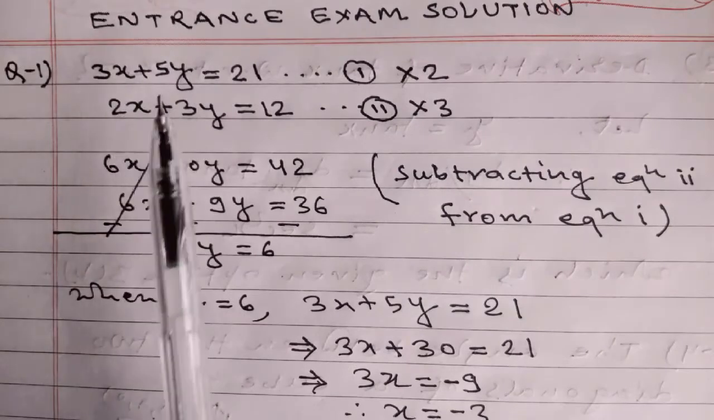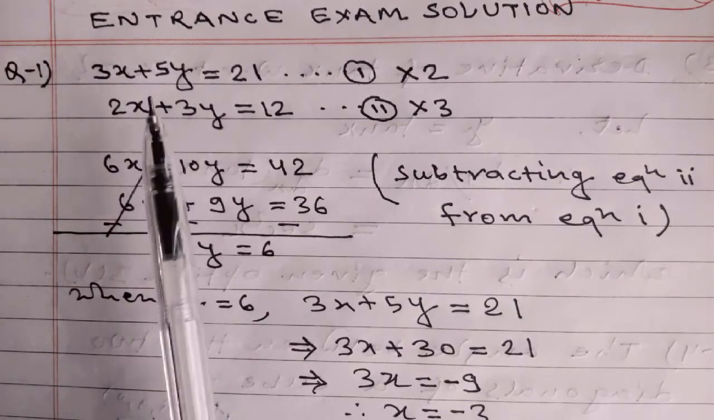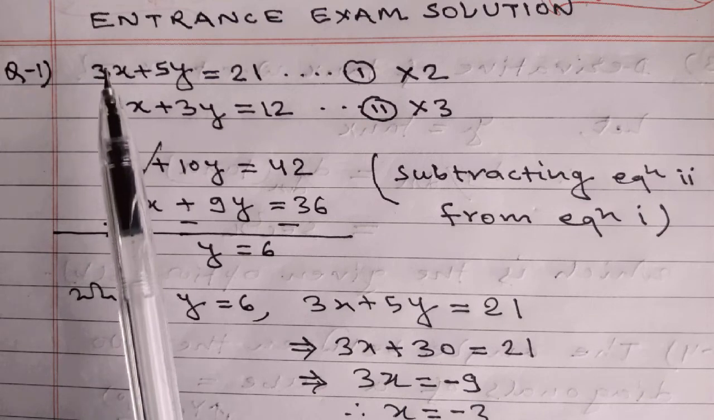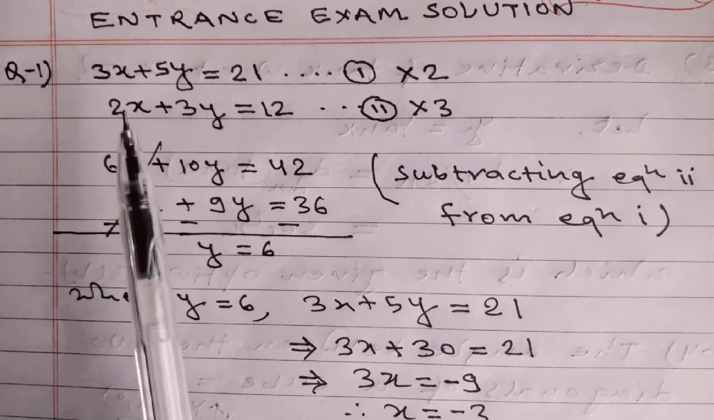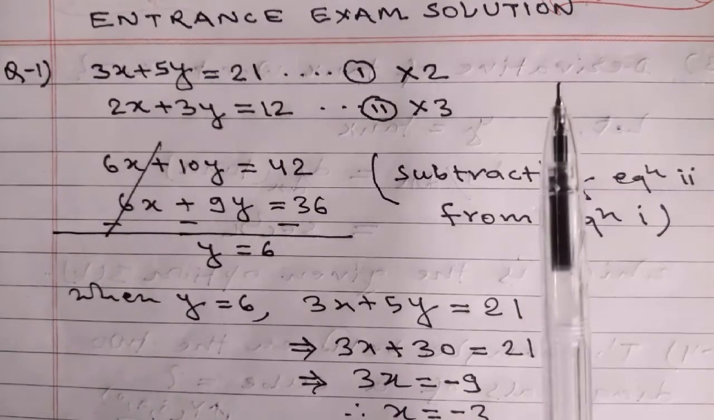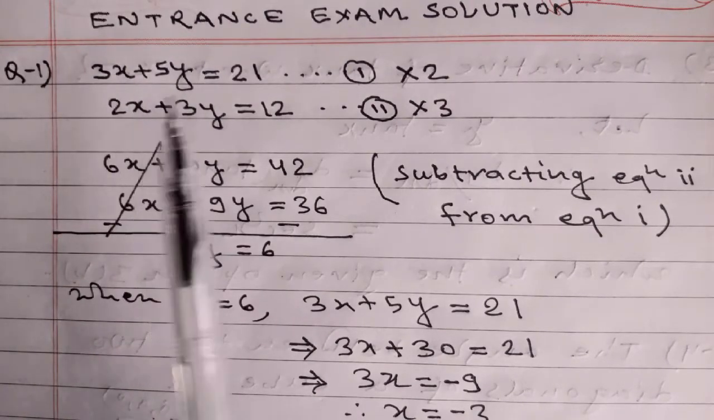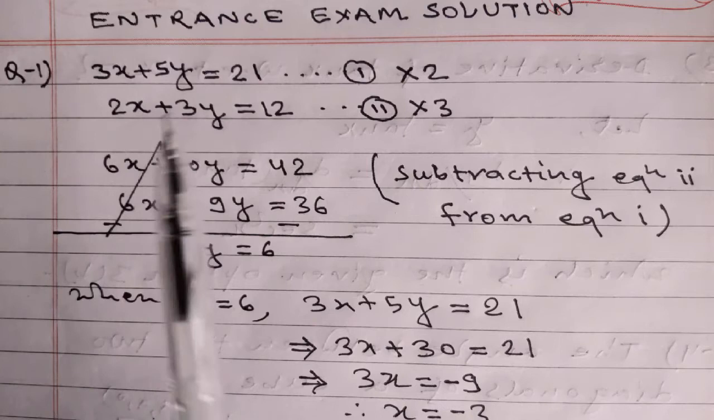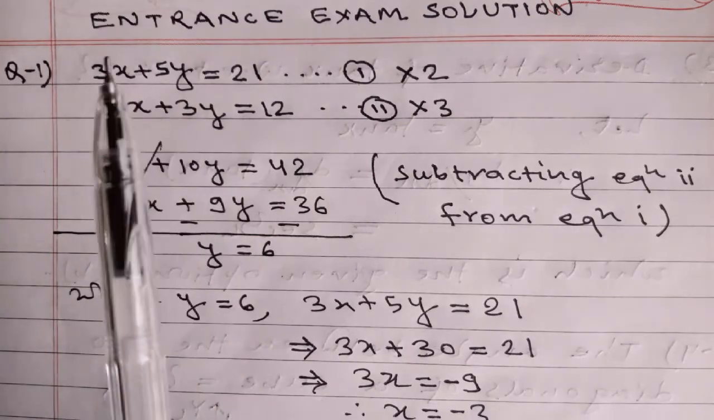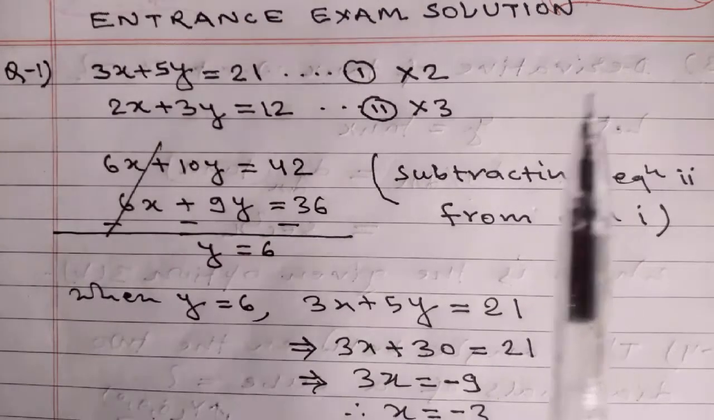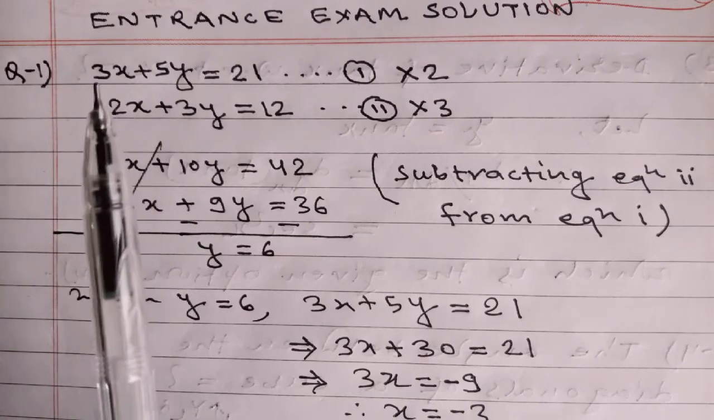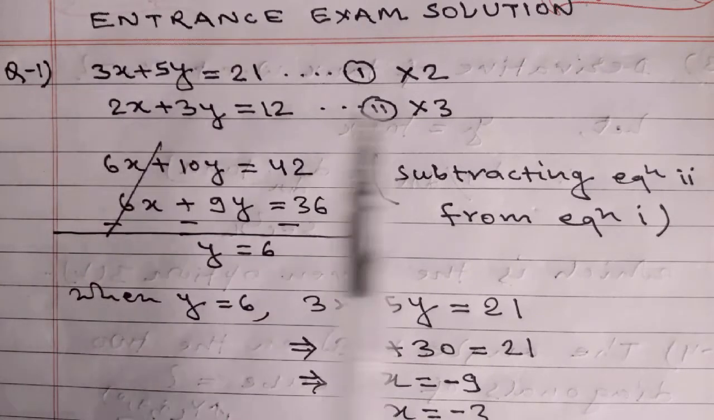Now, in order to make the coefficients of equation 1 and 2 both equal, we have to take the LCM of 2 and 3. The LCM of 2 and 3 is 6. That means we have to make the coefficient of x in both the first and second equation equal to 6.